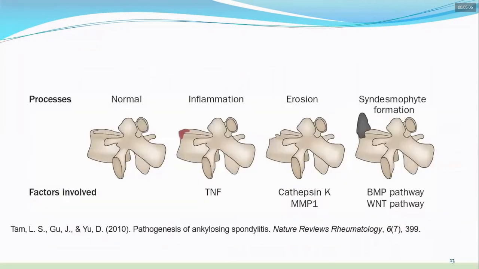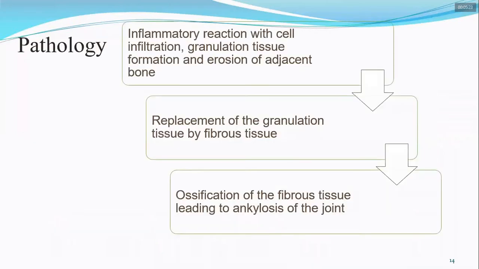Now, this is a simple picture showing the normal inflammation, erosion, and the syndesmophyte formation that is classical of ankylosing spondylitis. These are the three steps you need to remember about the pathology of ankylosing spondylitis. If there is an abnormal immune response in an HLA-B27 patient, there will be an inflammatory reaction with cell infiltration, granulation tissue formation, and erosion of the adjacent bone. These erosions will be replaced by granulation tissue, fibrous tissue. Finally there will be ossification of the fibrous tissue leading to ankylosis, leading to the fusion of the joint. So these are the three steps you need to remember regarding the pathology of ankylosing spondylitis.